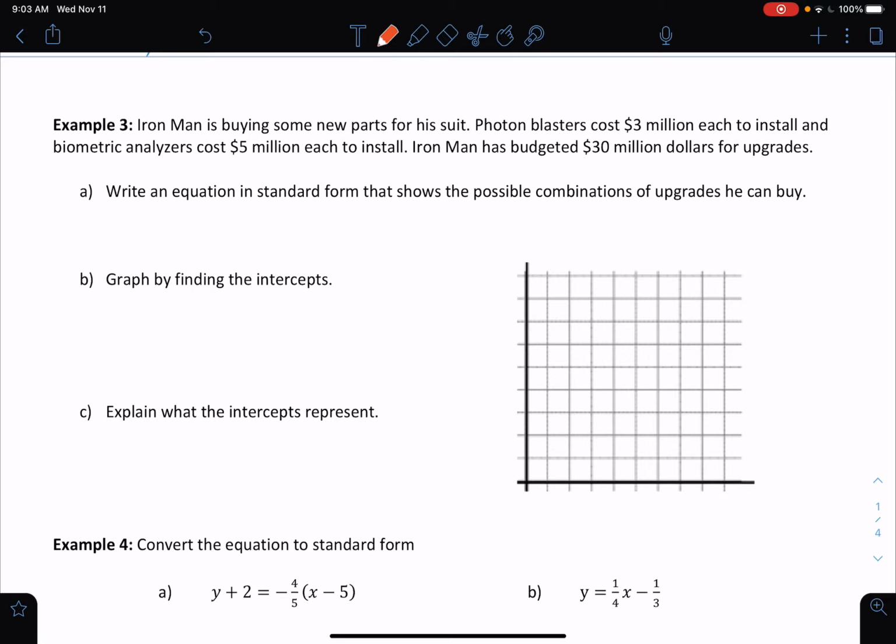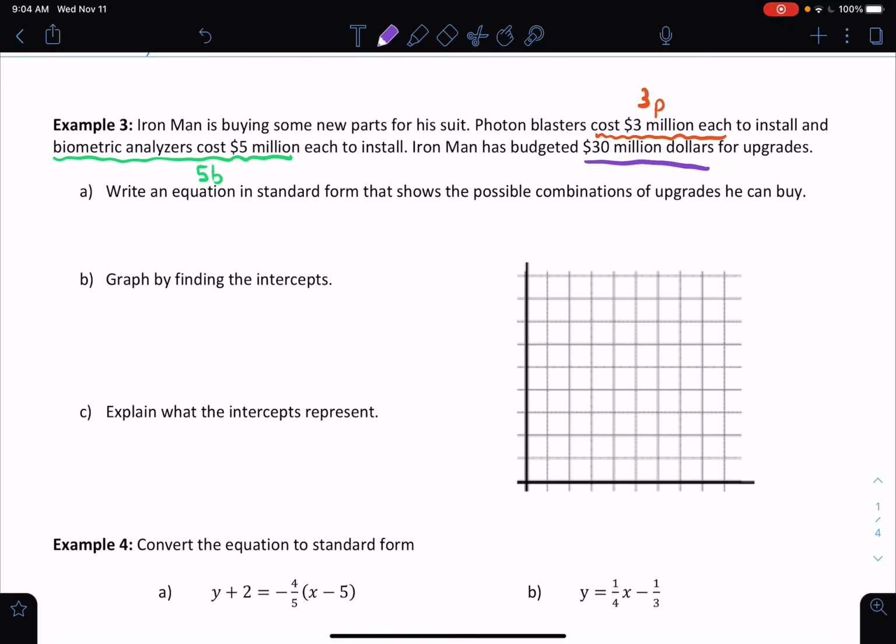Photon blasters cost $3 million each. So I take the amount of photon blasters that he buys, and I have to multiply it by 3 million. Okay? And biometric analyzers cost $5 million each. So I take the amount of biometric analyzers that he wants to purchase, and I multiply it by 5. He has budgeted $30 million for upgrades.